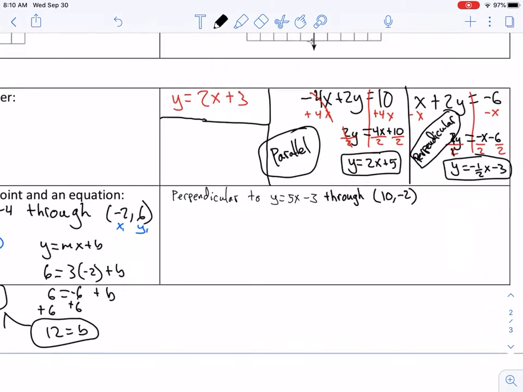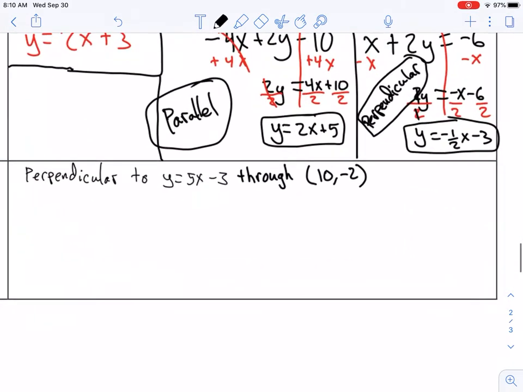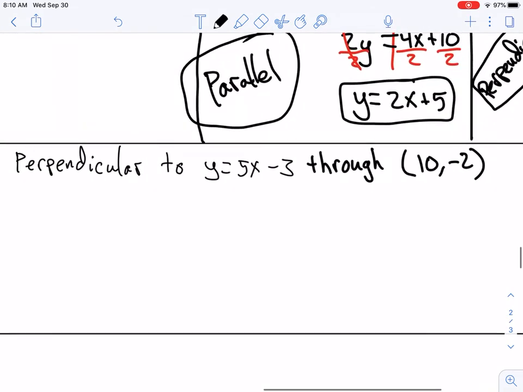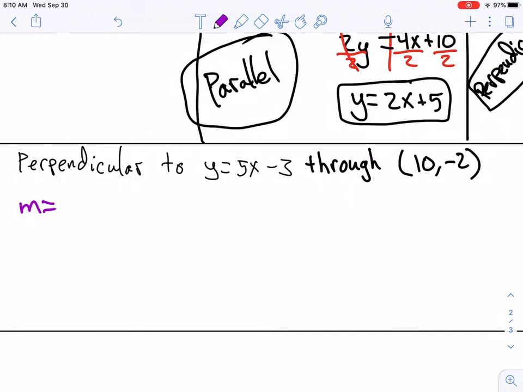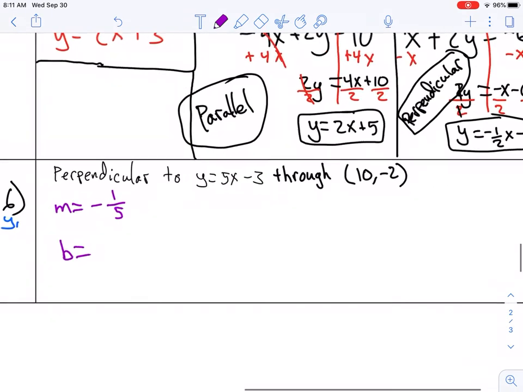Let's talk about perpendicular. So if it's parallel, the slope, you just use the same slope. But if we're looking for perpendicular, perpendicular means we have to use the opposite reciprocal slope of what we've been given. So if that's a positive 5, I need to use a negative. And if it's a 5 over 1, I need to use 1 over 5. And then again, I could either use point slope form, or I can use y equals mx plus b. I'll do the other way just so that you see it.